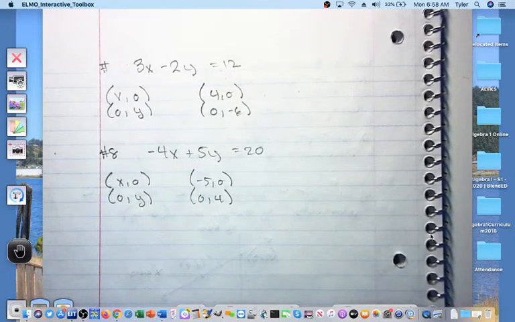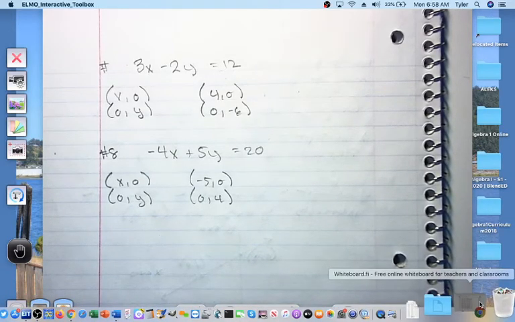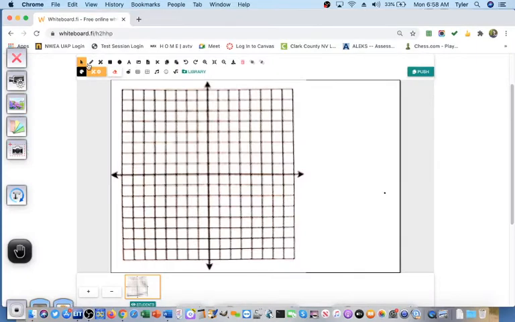If we plot these 2 points, we will have a good-looking graph. Let's do it. Negative 5, 0 is going to be negative 1, 2, 3, 4, negative 5, 0. And then my other point was 0, 4: 0, 1, 2, 3, 4. There is the graph of this line.